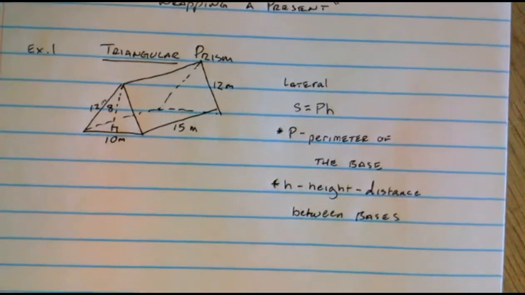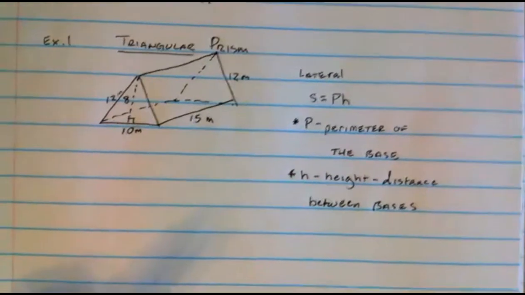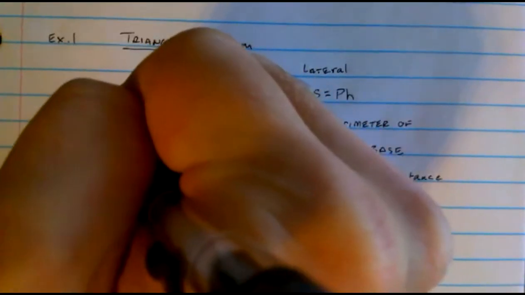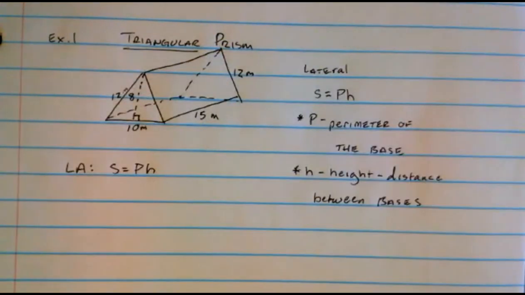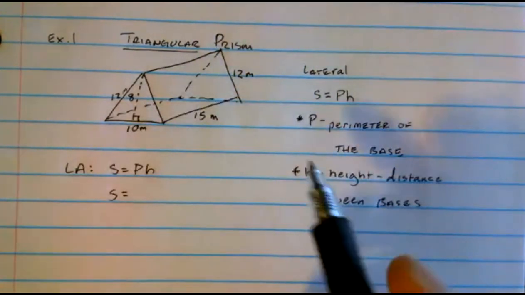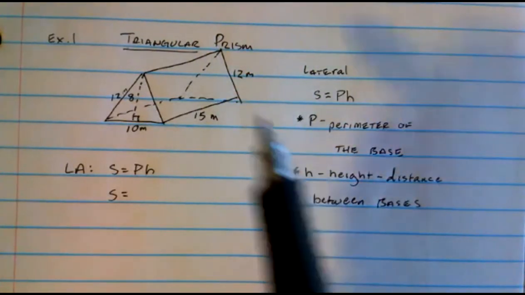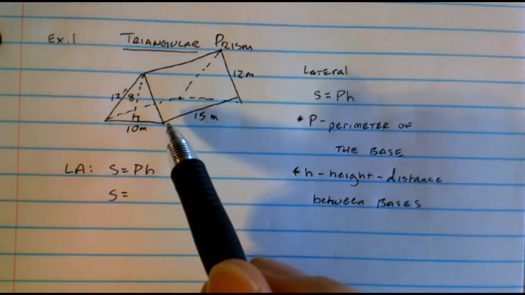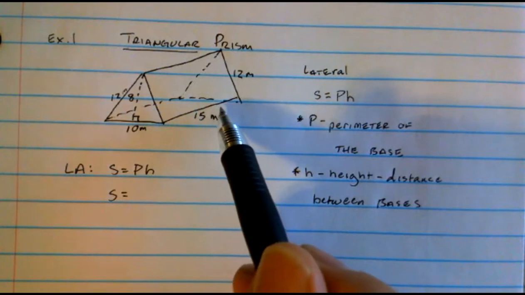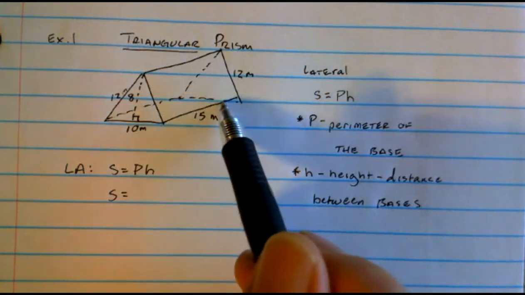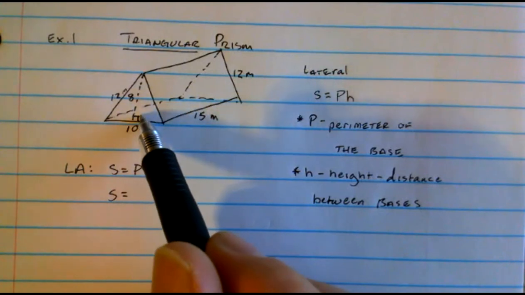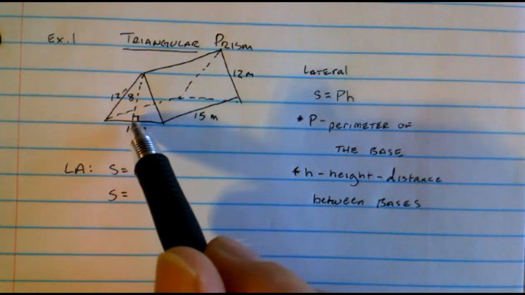Okay. So as I look at this formula, I'm going to say LA equals capital PH. I want to fill in what I can. So S equals the perimeter of the base. Now, this is important, that I know what a base is, because in this prism, a lot of us are going to want to say, oh, the perimeter is the distance around this rectangle at the bottom. And that's not true. This is not the base. This is actually one of the sides.